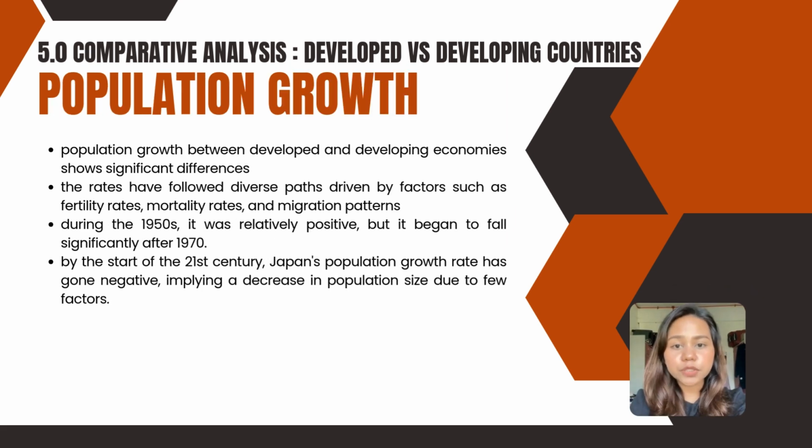Over the last century, population growth rates have followed a diverse path driven by factors such as fertility rates, mortality rates, and migration patterns. Population growth in Japan and India shows significant differences between developed and developing economies. Since the middle of the 20th century, Japan's population growth rate has gradually declined. Japan's population growth rate was positive, but it began to fall after 1970. By the start of the 21st century, Japan's population growth was negative, implying a decrease in population size. Factors such as decreased birth rates, an aging population, and limited immigration have all contributed to this trend.